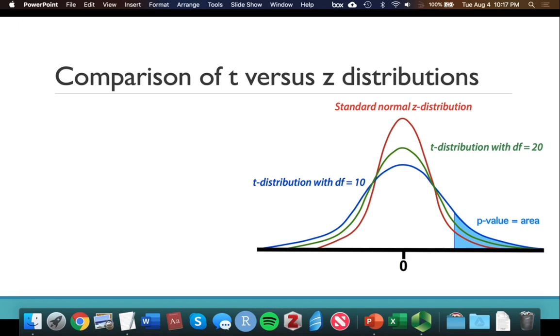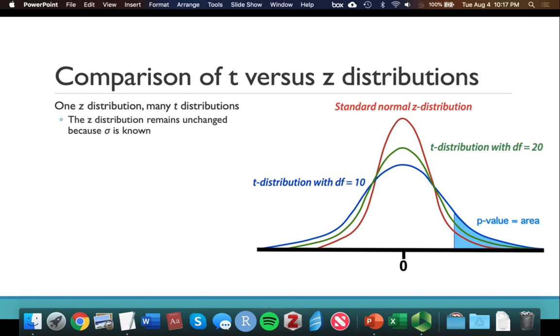This diagram shows the z-distribution in red, as well as two different t-distributions in blue and green. And this is one important thing to notice right off the bat. There is only a single z-distribution, but there are many t-distributions. The z-distribution remains unchanged because we know our population standard deviation, sigma. The t-distribution, however, varies depending on the degrees of freedom, which for a one-sample t-test is n minus 1.